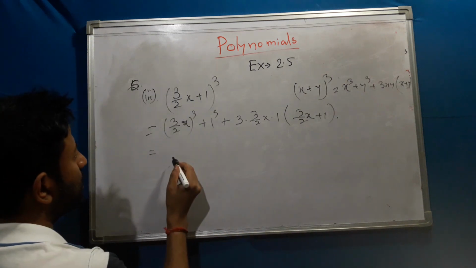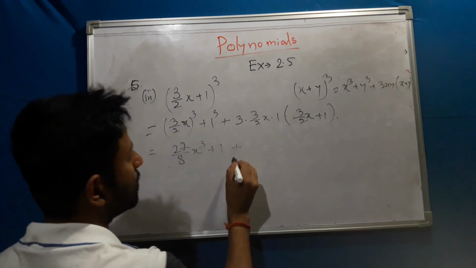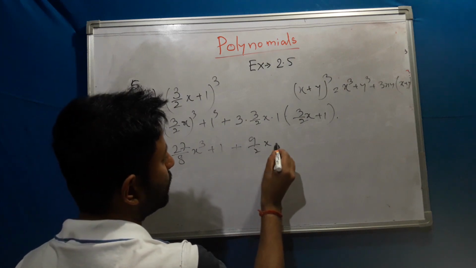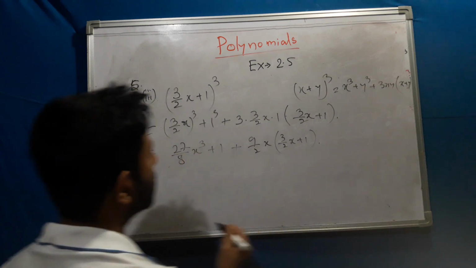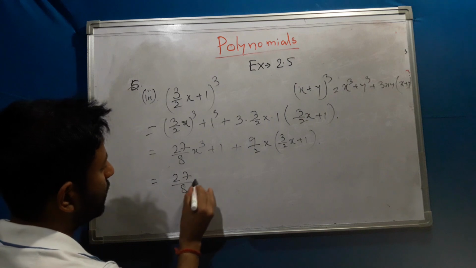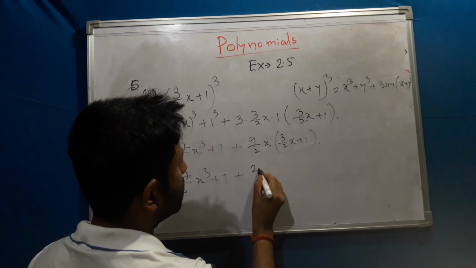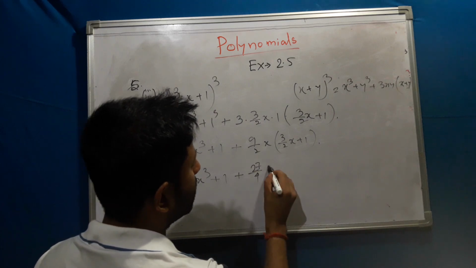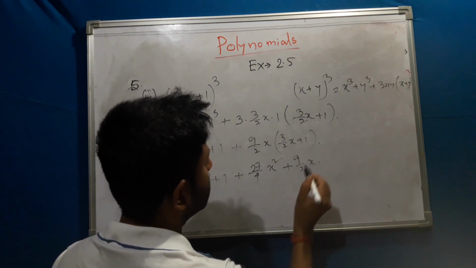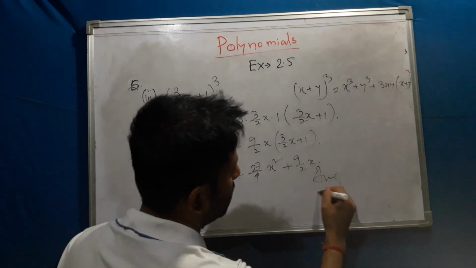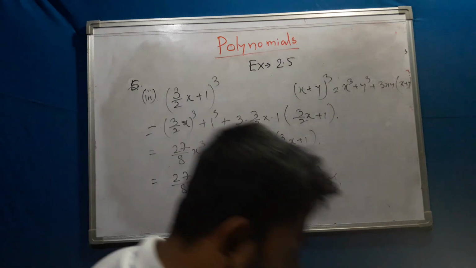So it comes 3 3s are 9, 9 6 are 27 by 8 into x cube plus 1. Here it will become 9 by 2 into x into 3 by 2 x plus 1. Okay, so it comes 27 by 8 x cube plus 1 plus 27 by 4 x square plus 9 by 2 x. Okay, in this way I can solve this also. This is very easy, just put the values in the formula or identities. Okay.